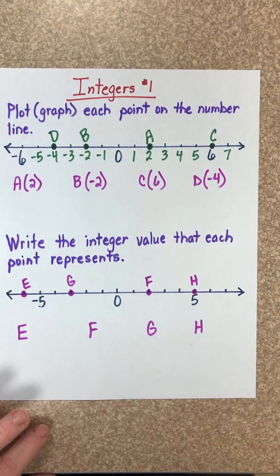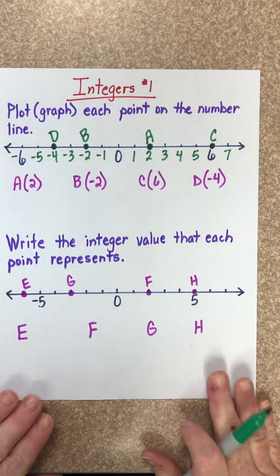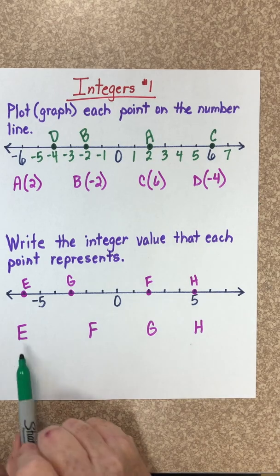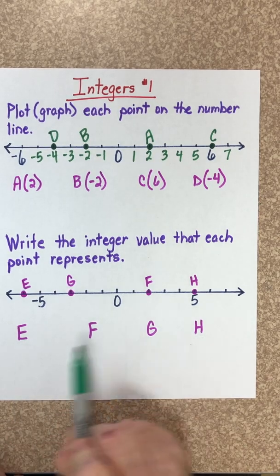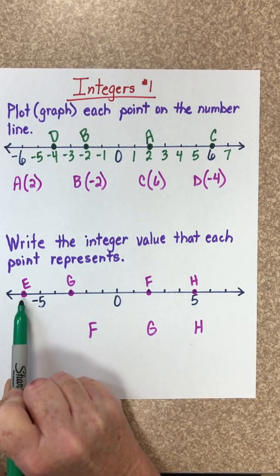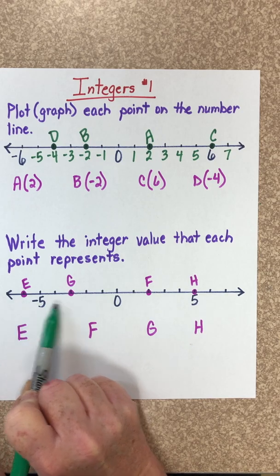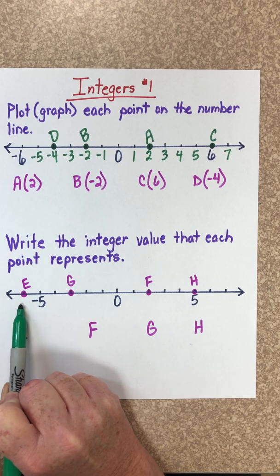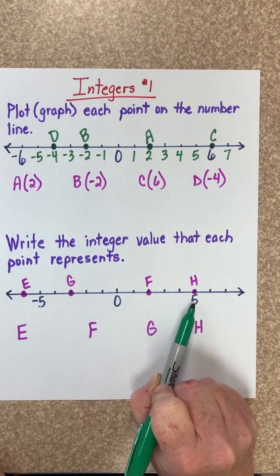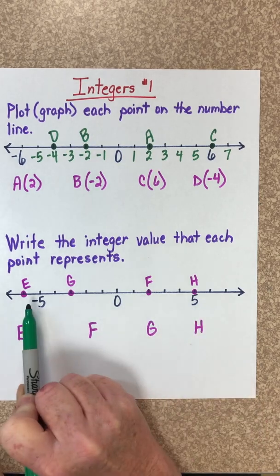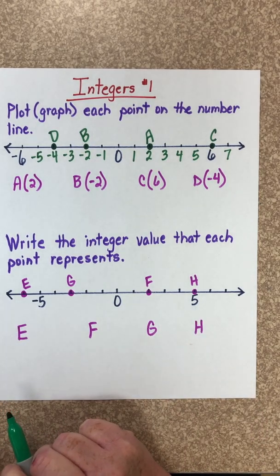All right, let's look at a couple examples. Write the integer value that each point represents. So we're looking for E, F, G, and H. So here's E. Well, notice I found point E very quickly, but I don't know what number is being represented here. So here's 0, here's +5, and -5. So maybe we should number these so we know exactly where each point is located.